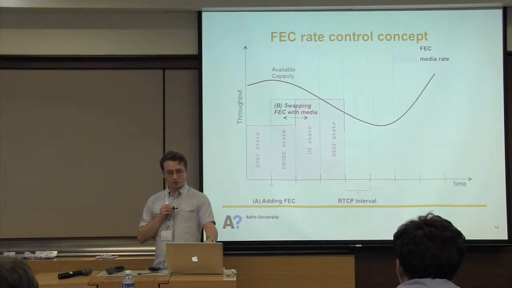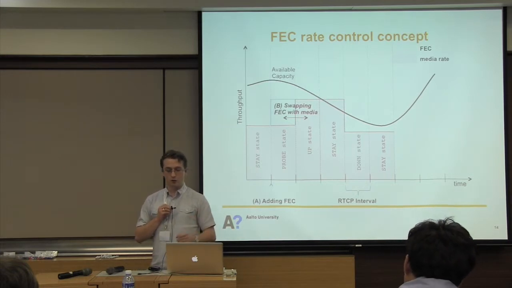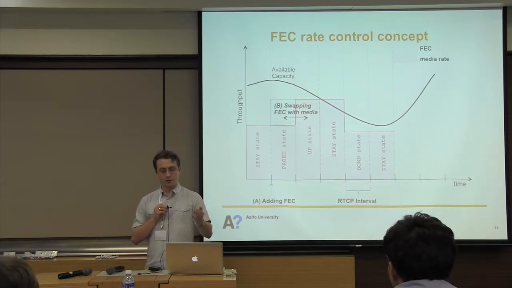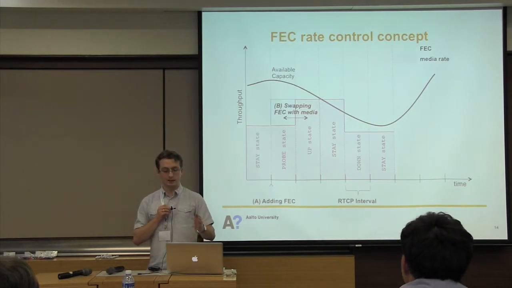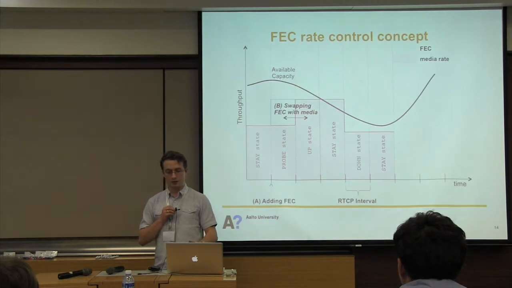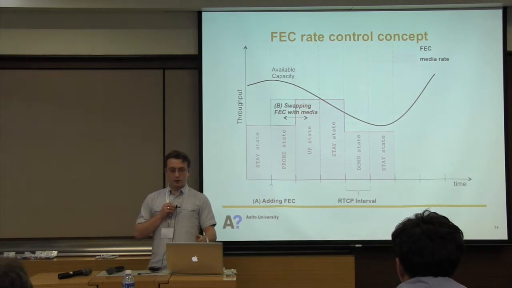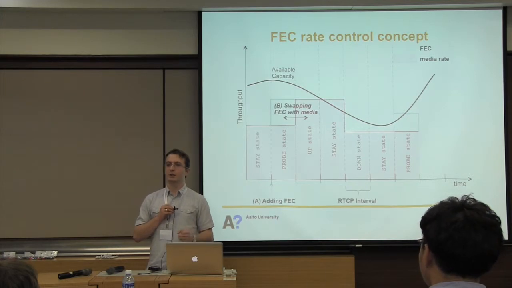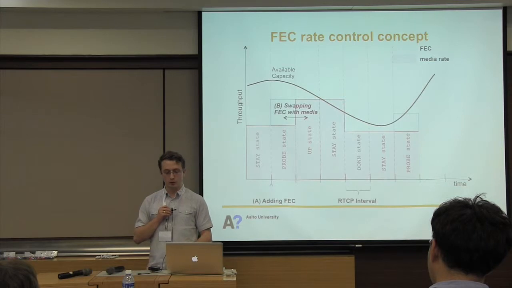Then in the next report, the congestion control algorithm sees that we are overshooting, and we are above the available capacity, so we need to go to the down state where we reduce the rate. Again, in the next report, we see that it's okay, so we can be in the stay state and keep our current rate. But then we come to another point, and we say, okay, let's probe again. So we are entering the probe state, we are again enabling the FEC, and we are checking how the situation will evolve.